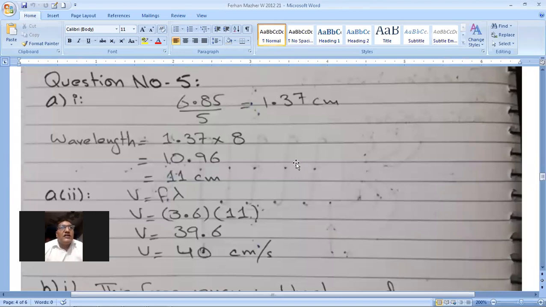So the total distance is 6.85 centimeter in those 5 wavelengths, and so one wavelength will be 1.37 centimeter, and because of my scale, one centimeter was representing 8 centimeter. So 1.37 multiply 8, and the final answer will be 10.96, which is approximately 11 centimeter. So the wavelength is 11 centimeter. If you have a hard copy of this paper in front of you, use your scale to find the wavelength.